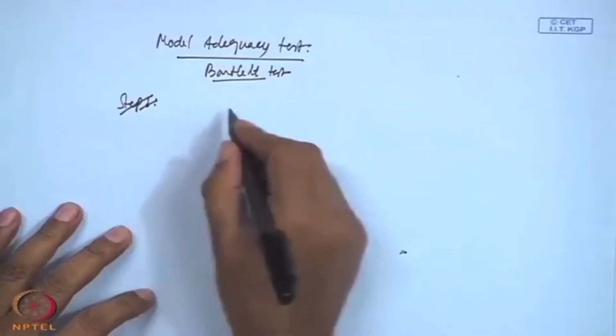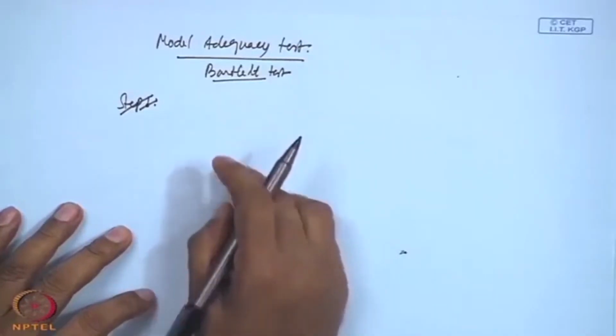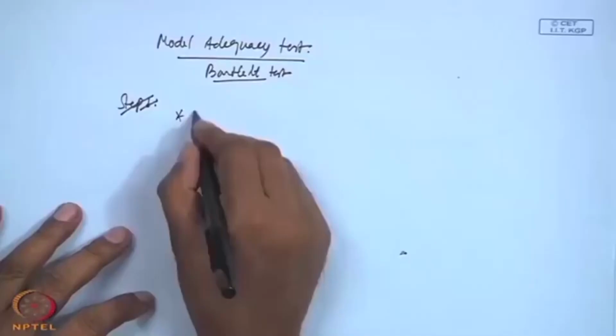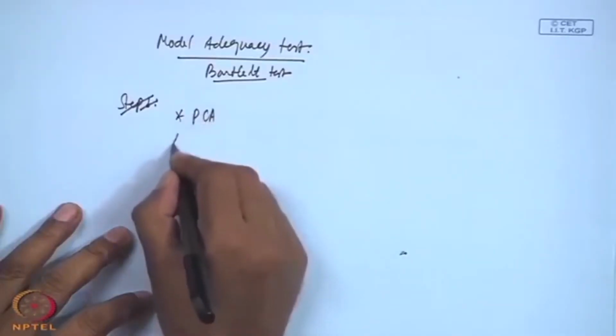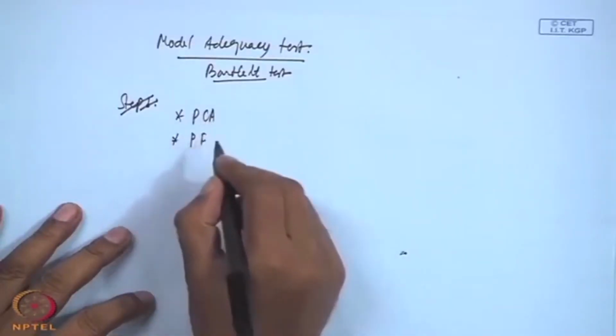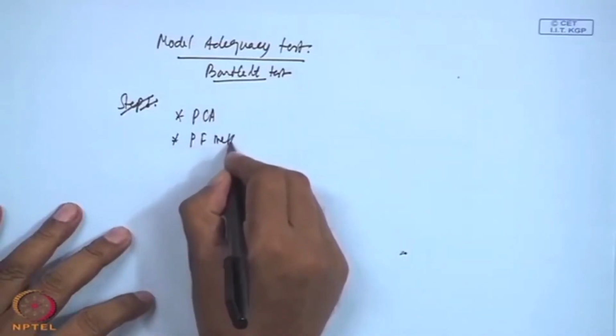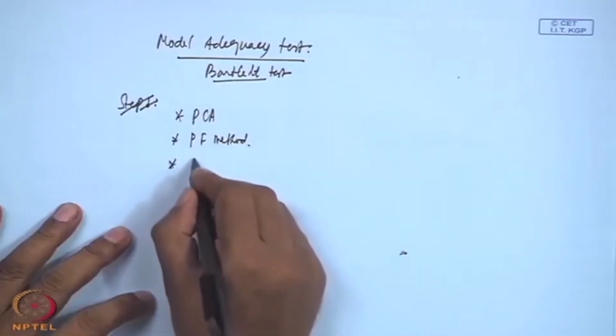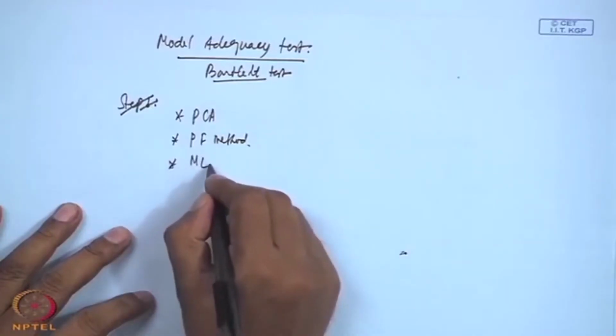We have described the conceptual model and we have given some examples, and in the second lecture we discussed the model estimation, that is from the principal component analysis point of view, from the principal factor method point of view, and also the maximum likelihood method point of view.